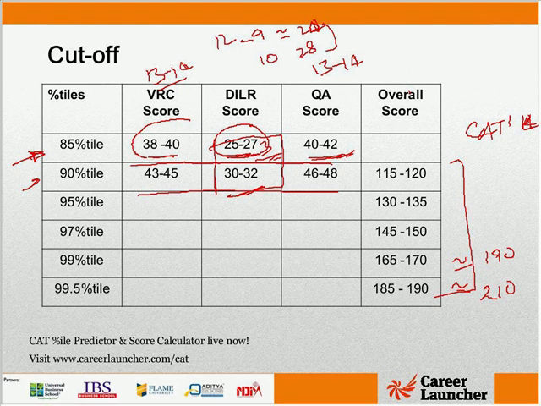Attempted 26 in VARC, DLR. Okay. Again, just have a look at the table that we've provided. It should help you there.